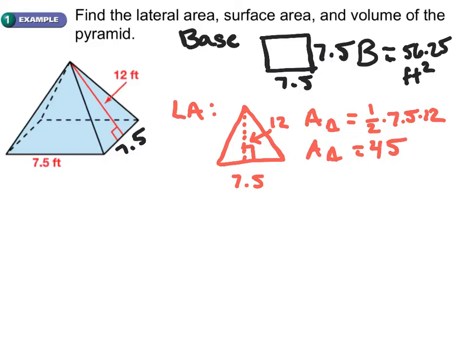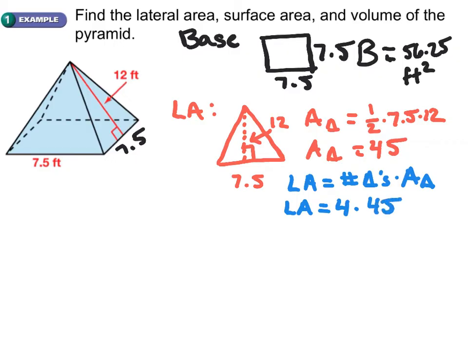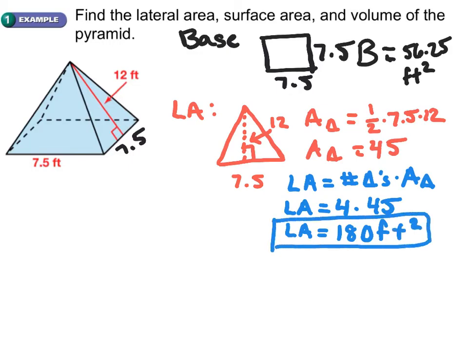And now if I'm putting this together, the lateral area equals the number of triangles times the area of one triangle. So in this case, lateral area equals our number of triangles, which is 4, times the area of one triangle, which is 45. And if I plug that in, 45 times 4, you get your lateral area equals 180 feet squared. So this is one part of our answer to the problem.